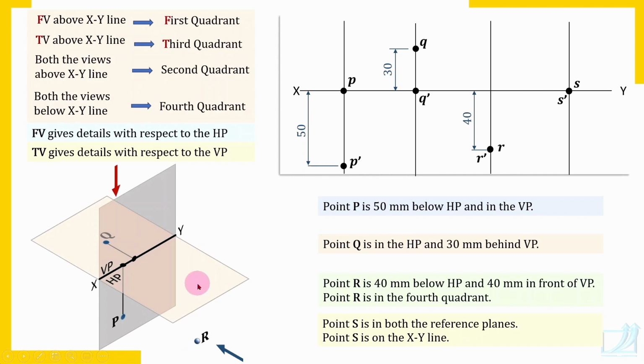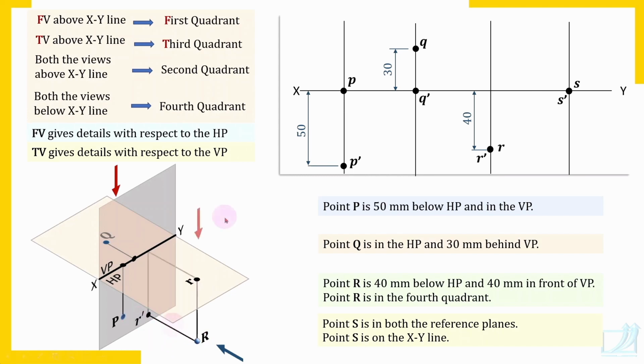Now here it is point R, it is below HP and in front of VP. It is 40 millimeters in front of VP, that is R dash, and it is 40 millimeters below HP. So when you project R on HP, drawing perpendicular line, you will get its top view. So distance between top view and R, how much is that vertical distance? 40 millimeters, because point R is 40 millimeters below HP, and this distance of point R from VP is also 40 millimeters.